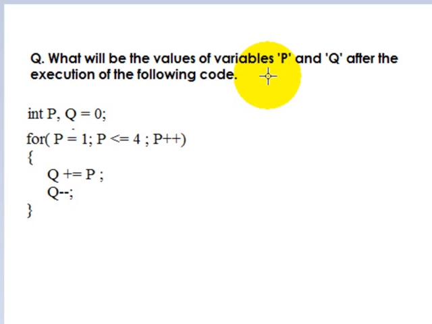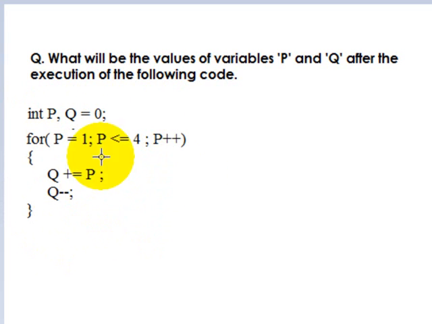Here we have two variables, P and Q. We had to write what will be the values of P and Q once these lines of code are executed.